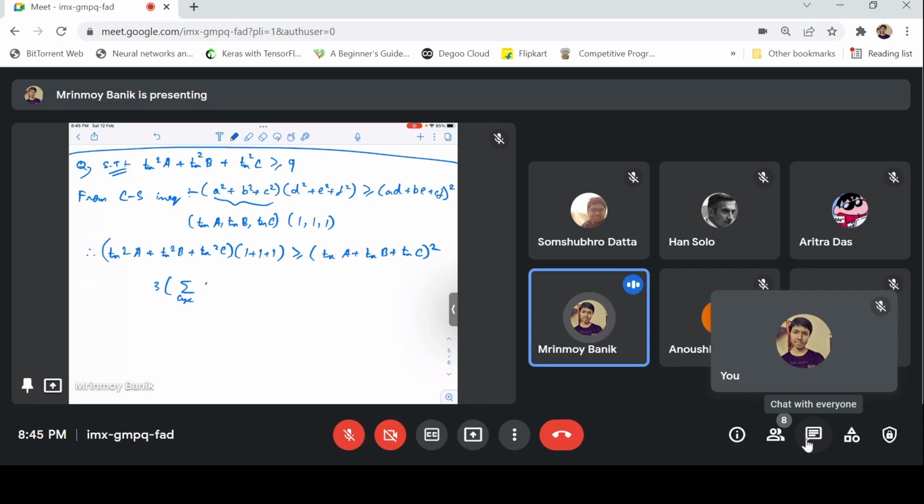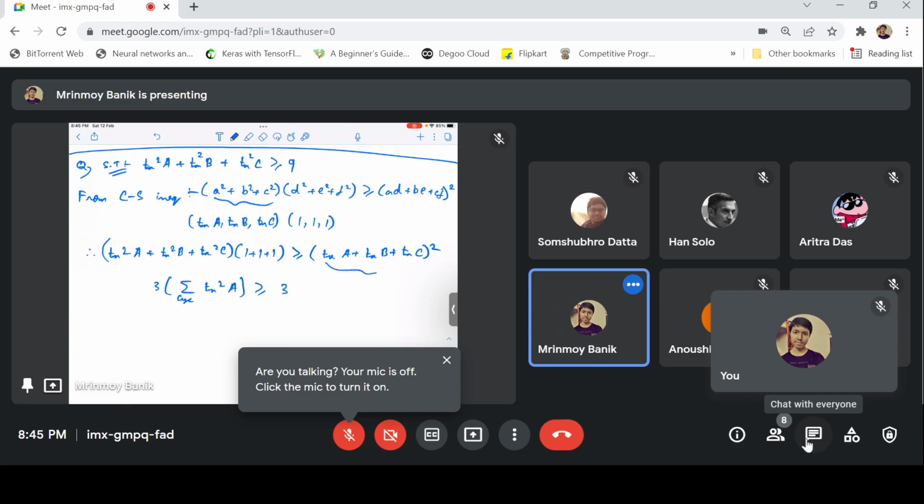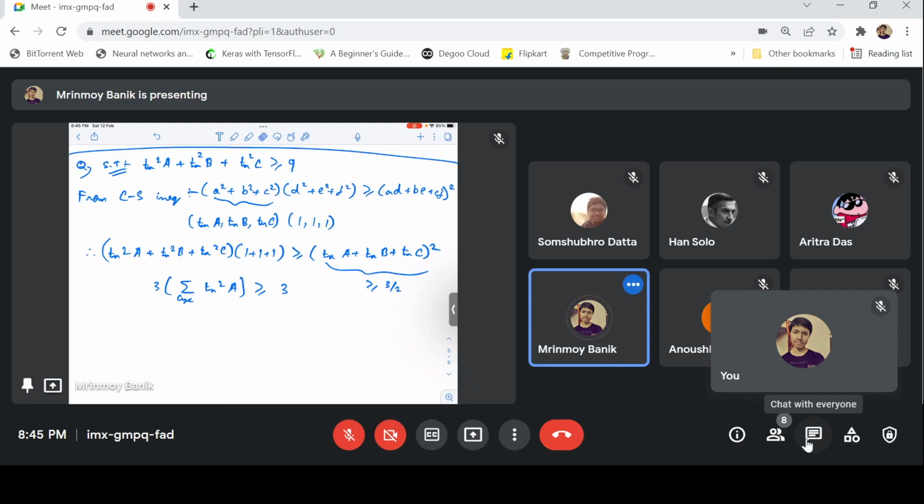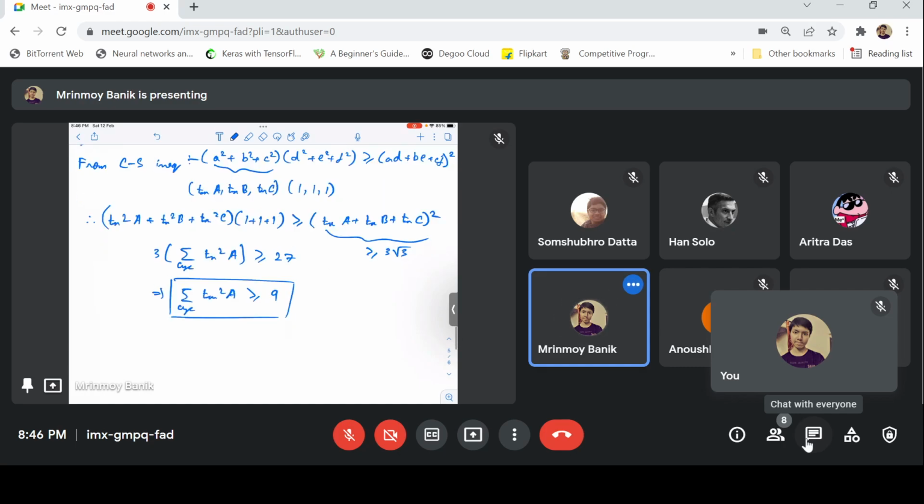So 3 times the cyclic sum of squares. This thing has a lower bound of 3 root 3, right? So this thing has a lower bound of 3 root 3. So squaring that, we get 27. So the cyclic sum of squares is 9, as we were required to prove.